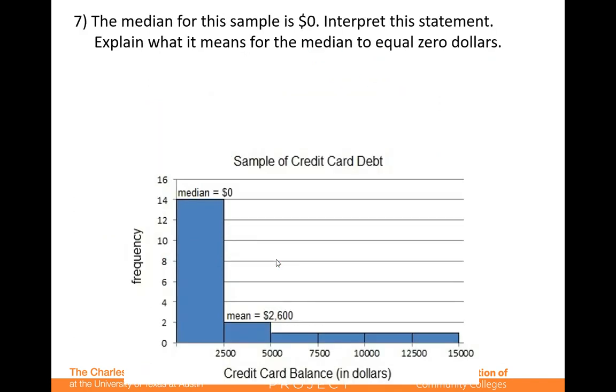It says, interpret the median for this sample is $0. Interpret this statement. What it means is more than half the people owe $0. It really could have been even more than 11. For the median to be 0, for the middle value to be 0, the only thing we know is when we list them all out, they'll start owing money over here. But when we're at the middle, we're still at 0. More than half the people had a 0 balance.